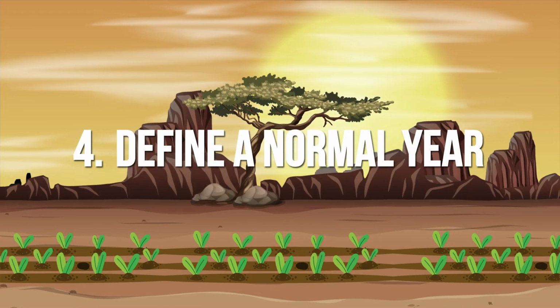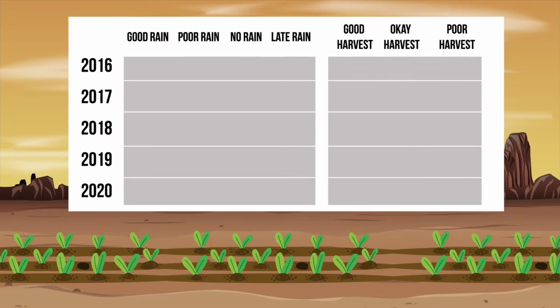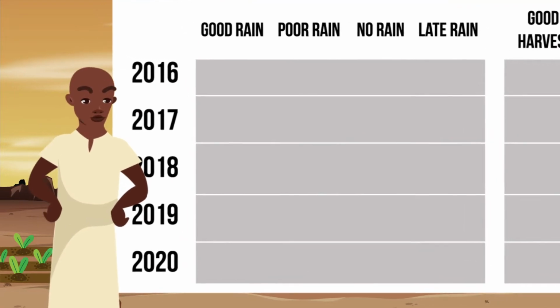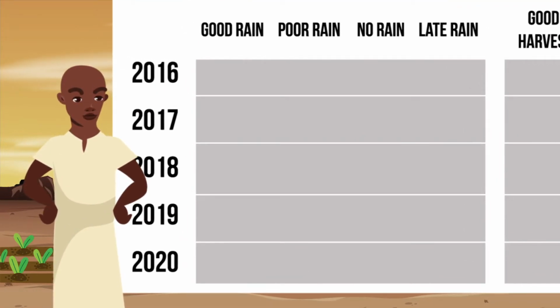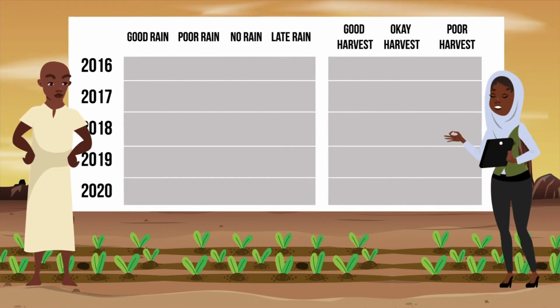4. Define a normal year. Draw a timeline on the flip chart showing the rainy seasons and the harvests. 2016, 17, 18, 19, 20. For example, was 2020 a good or a bad year?